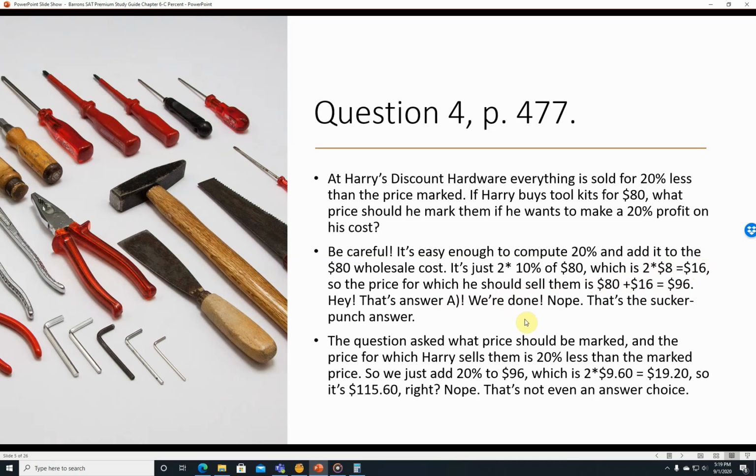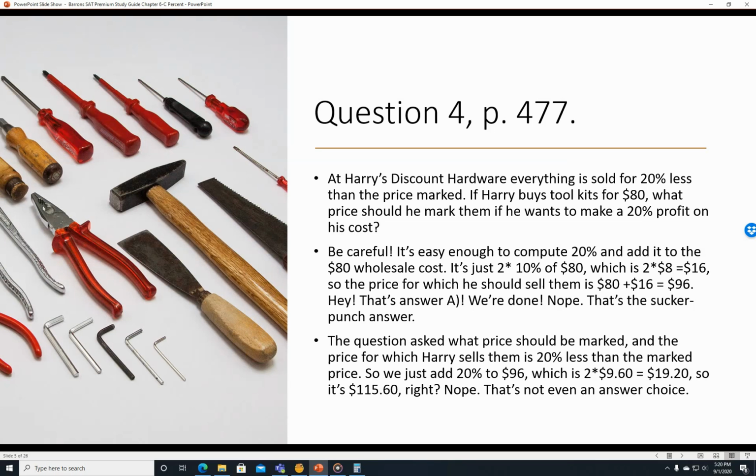No, we're not done. That's the sucker punch answer. That's why they put it in the A spot, because they know enough people will look at it and go, oh, look, 96. Anyway, excuse me, got to clear my throat a little bit here. Anyway, the question asked what should be marked, and the price for which Harry sells them is 20% less than the marked price. So we have to figure that out.